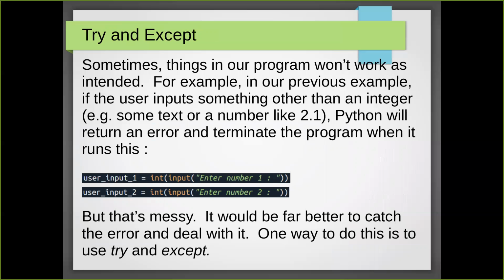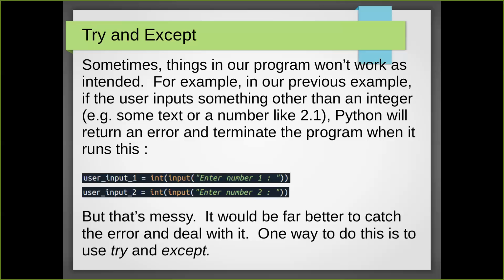So sometimes things in our program don't work the way you expected them to. For example, if we look at our previous code, we ask the user to input two numbers. Now, the user might not input two integers. They might put in the word Dan, for example, in which case our program is going to fall over because it'll try and cast the word Dan to an integer, and it won't be able to do that. So what would happen is the program would terminate with an error.